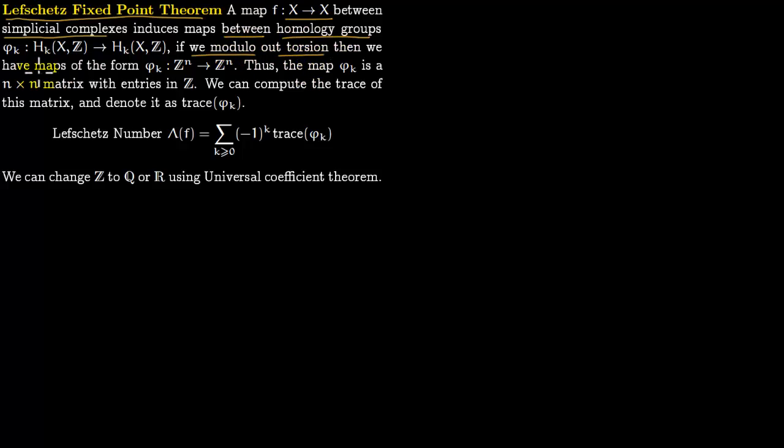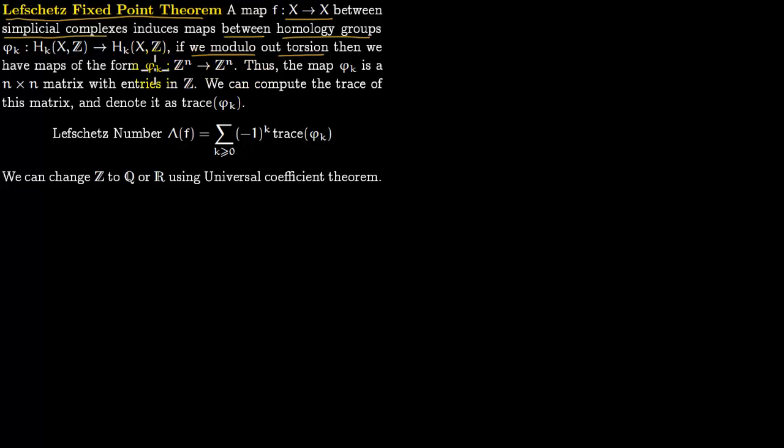So then the maps just become phi k from Z^n to Z^n. So you modulo out any torsion. For example, if you're working with projective space, you just consider these integers. You do not consider this Z modulo 2Z. So you get rid of all the torsion. Now you have this map phi k from Z^n to Z^n.